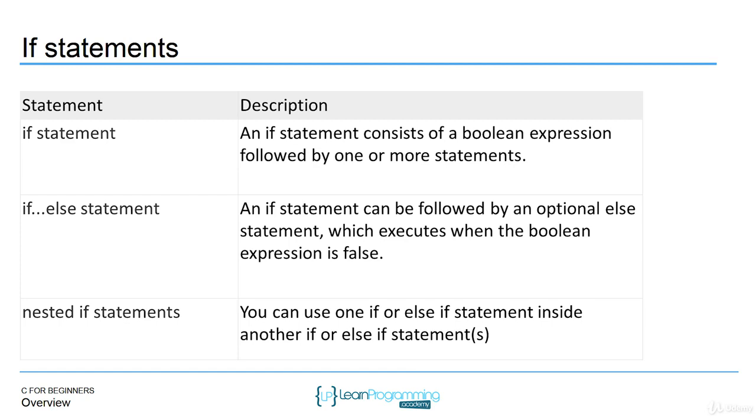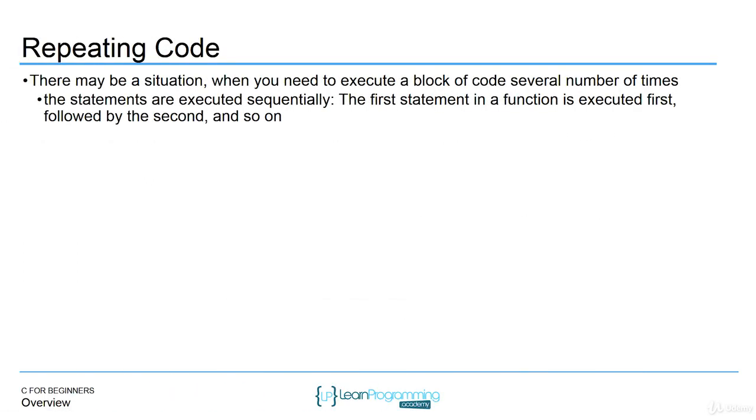As far as repeating code goes, which is again another control flow mechanism, because you're no longer going sequentially, right? With repeating code, you're going to be executing the same code a number of times. So there may be a situation when you need to execute a block of code several times. The statements are executed sequentially. The first statement in a function is executed first, followed by the second, and so on. This is the block of code, the loop body.